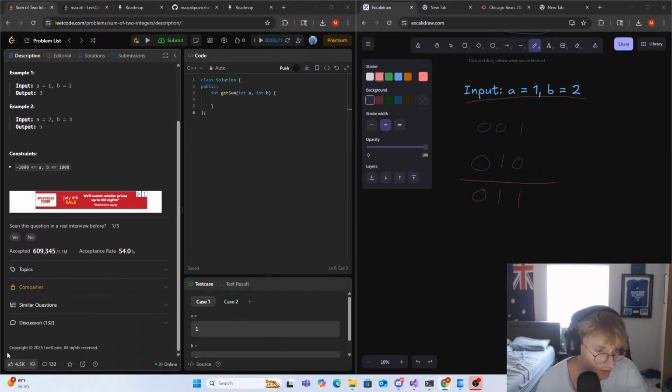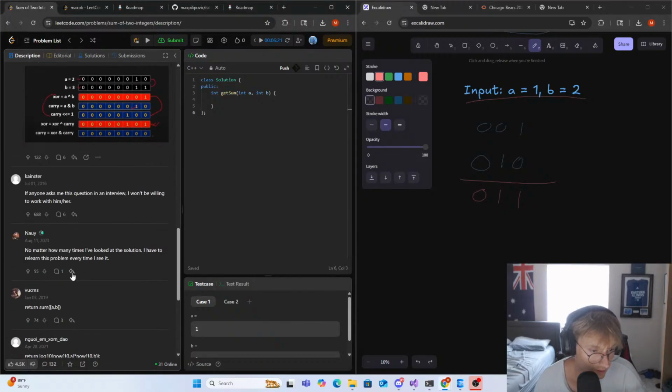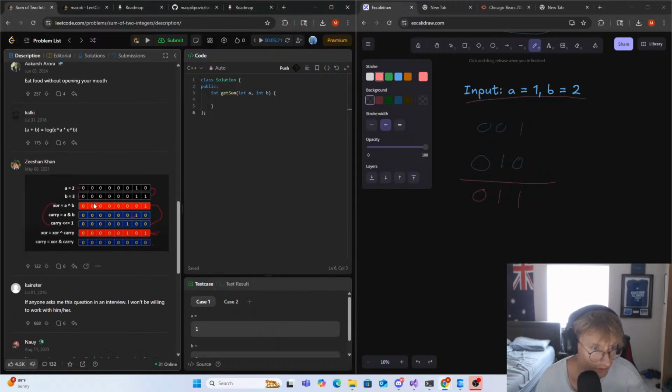Maybe they have hints here? XOR A B. Yes, XOR will be used. So you guys are right. XOR adds A and B, and the carry comes from a bit shift left.